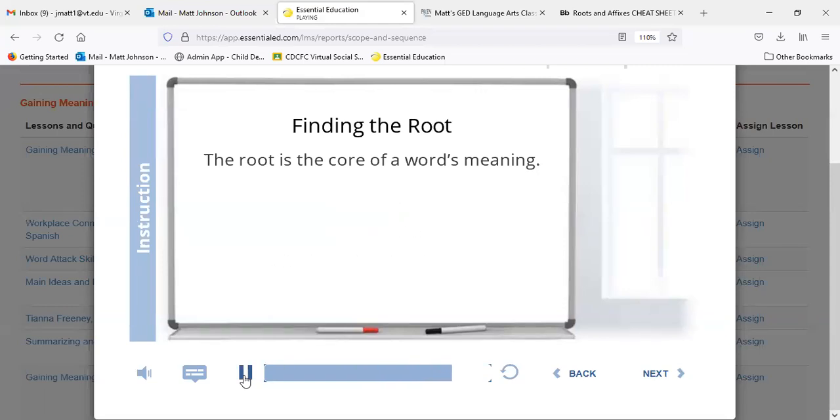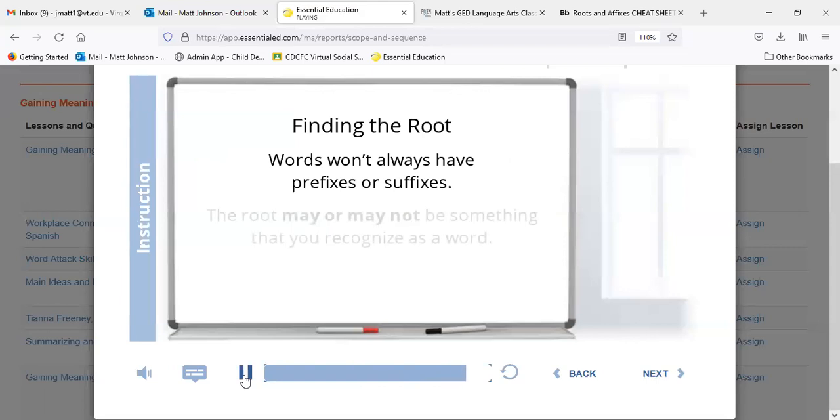Well, that's the basics of how to find a root. Remember, words won't always have prefixes or suffixes. Some have one, some have more than one. Others have none. Once you find the root, it may or may not be something that you recognize as a word. Some words are borrowed from another language or are holdovers from earlier forms of English. That's okay. The root still lends meaning to the word, even if it isn't something you can recognize as a word by itself. So what do you say? Are you ready to find a root?